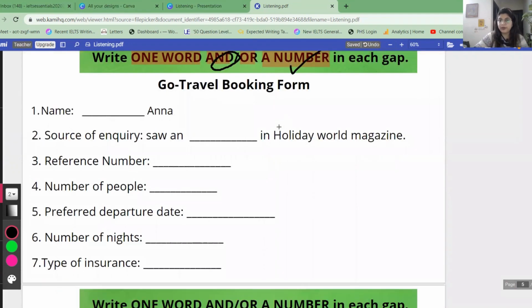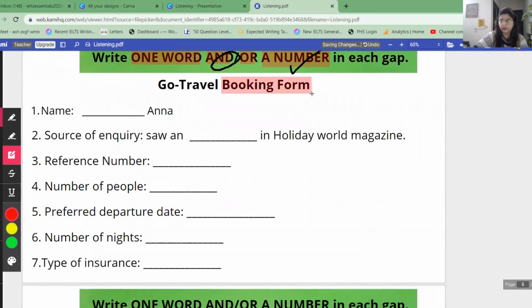Okay, now I will tell you how you can read the questions. So basically this extract I have taken, the sentence completion I have taken from IELTS listening section 1. Okay, so these are the 7 questions that I have taken from section 1. So let us see how we have to read them. Okay, so now what is this? It is a Go Travel booking form. Okay, so this is some firm called Go Travel, and it is the booking form of that.